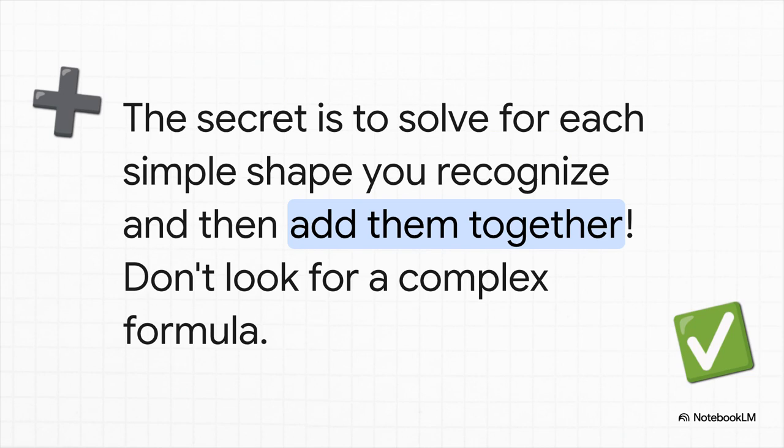The crucial insight here is this. Don't go looking for some complicated kite formula. No. Instead, just find the area of the square, then find the area of the triangle, and simply add them together. It's the classic divide and conquer strategy.